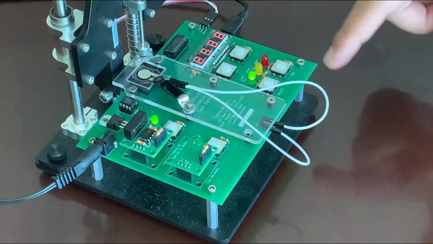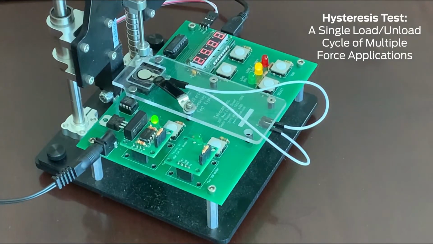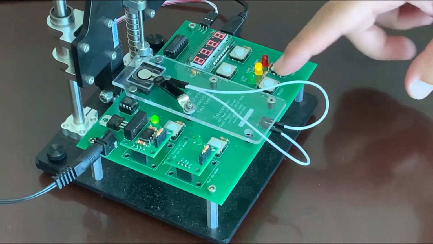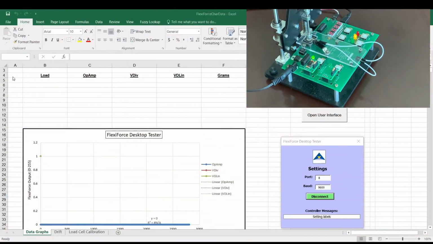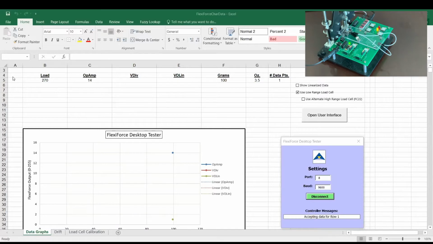Hysteresis corresponds with the load slash unload LED. So we just hit it once and the orange LED is illuminated. And we'll go ahead and start that test. What you'll be seeing during the hysteresis data is two curves. One will be corresponding to the loading of the sensor. The other will be corresponding to the unloading of the sensor.